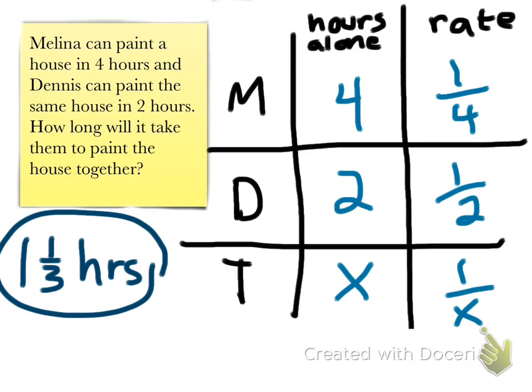Think about it. Of course it can't take more than 2 hours. If Dennis can do the whole thing by himself in 2 hours, you kind of want to think of it as Melina is helping him out, which means it's going to take them less amount of time, which is why 1 1/3 is less than either the 2 hours alone for Dennis or the 4 hours alone for Melina. Ta-da!